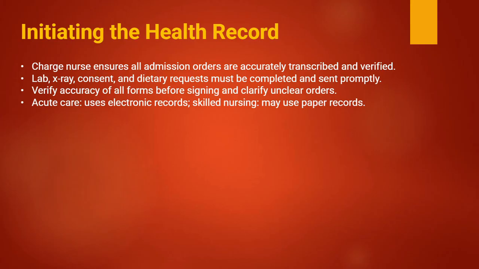Accuracy and accountability are key. If any portion of an order is unclear, the nurse must clarify it with the prescribing provider before proceeding. Once verified, the nurse initials, dates, and times each transcribed order. This not only fulfills regulatory requirements, but also ensures that care team members have accurate and current information.